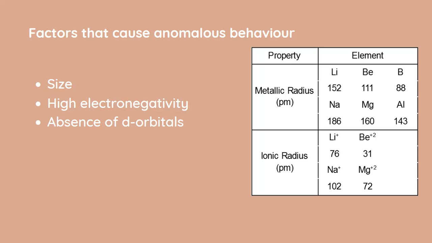Now, absence of d orbital. The absence of d orbital is because, obviously, the principal quantum number 2 shell does not have a d orbital. It only has 2s and 2p. And so this, in turn, leads to the anomalous behavior.